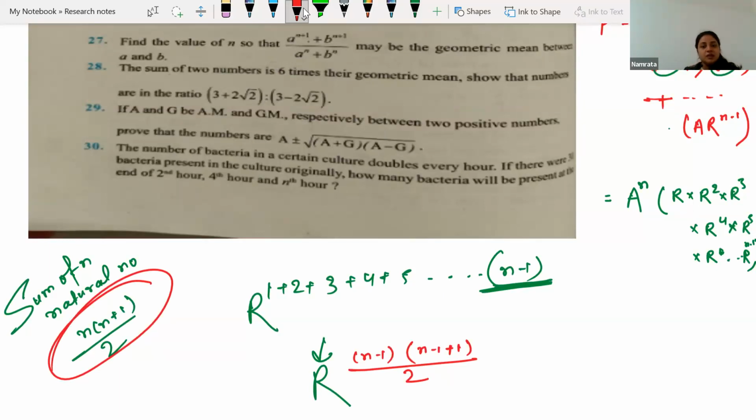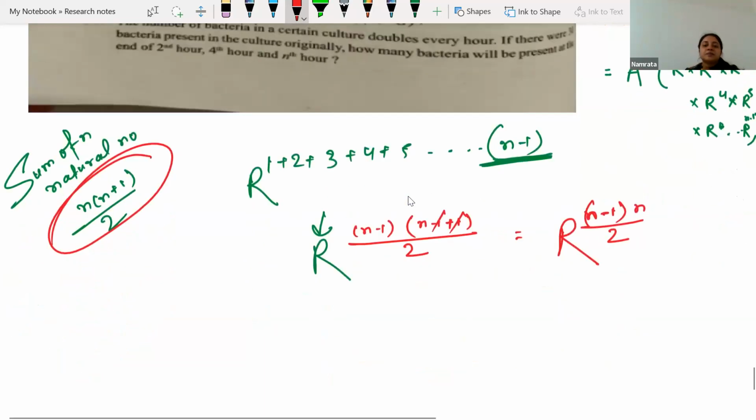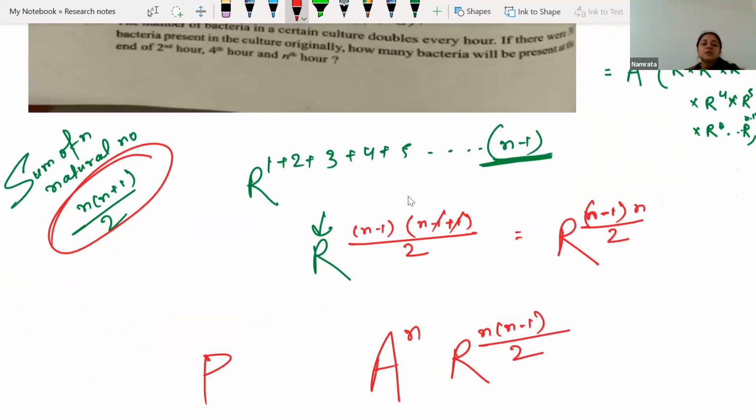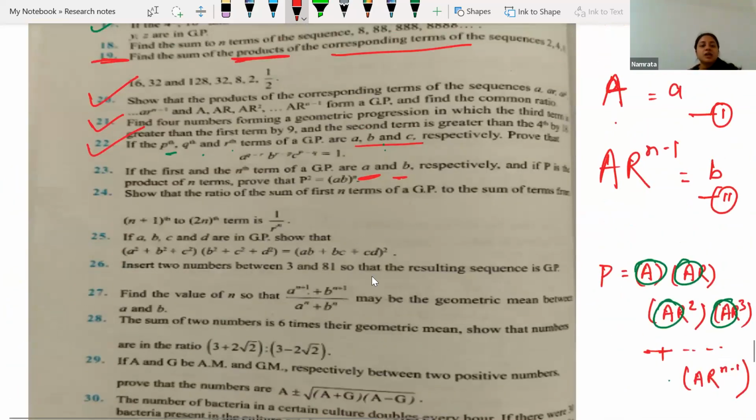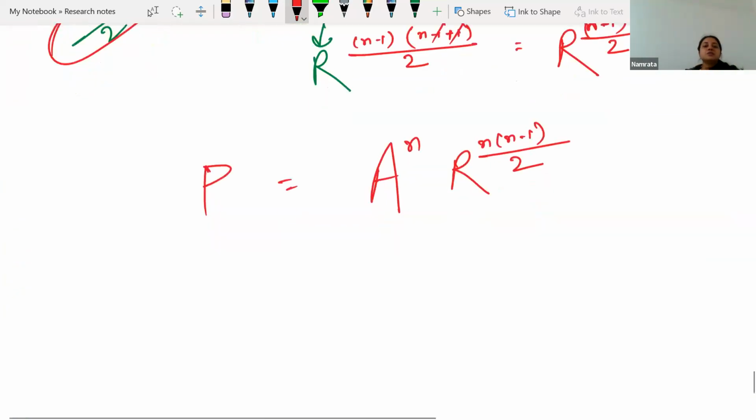Yes, ma'am. If we simplify it a bit more, it will be r to the power n minus 1 into n by 2. So basically we ended up getting a to the power n into r to the power n into n minus 1 by 2. Okay, that is P. We have to prove something related to P square. Can you see P square is there? Yes, ma'am. P square is there. Let's find P square.